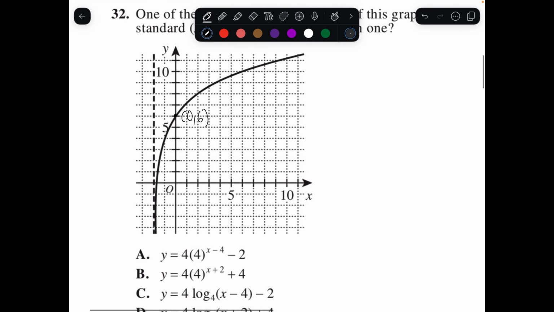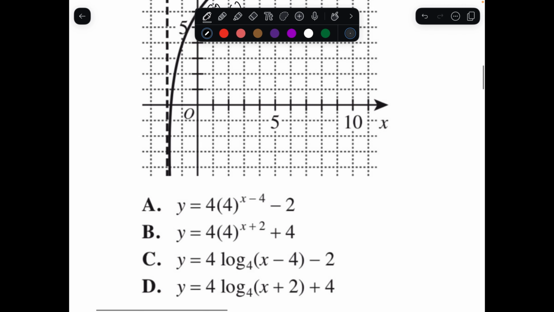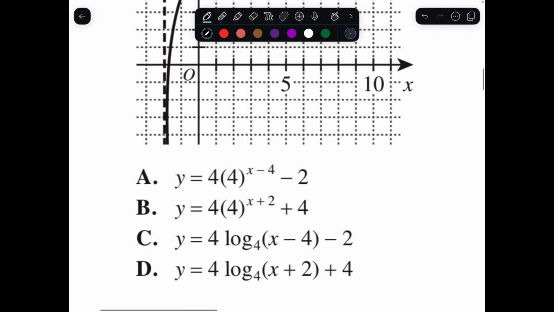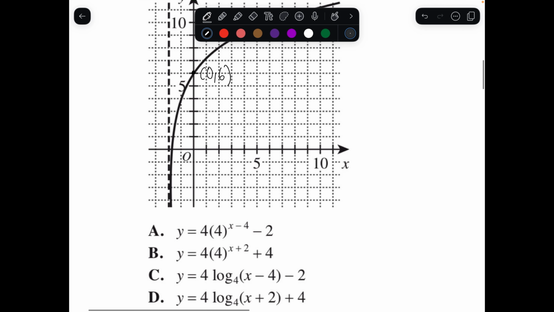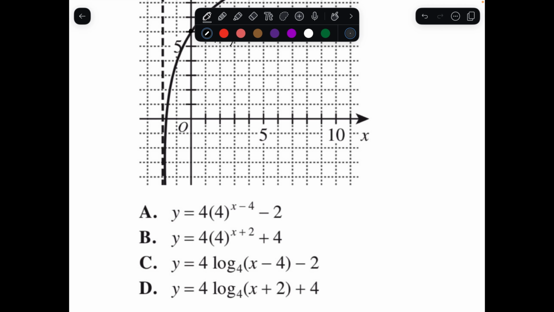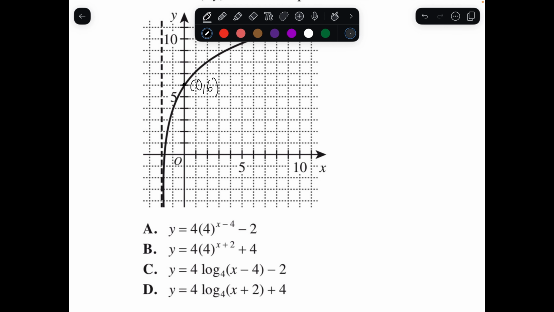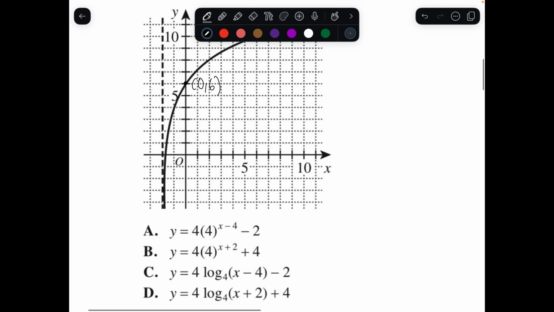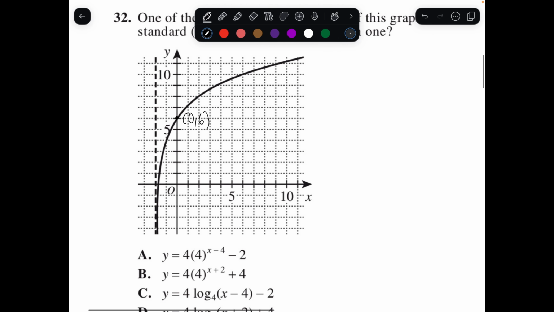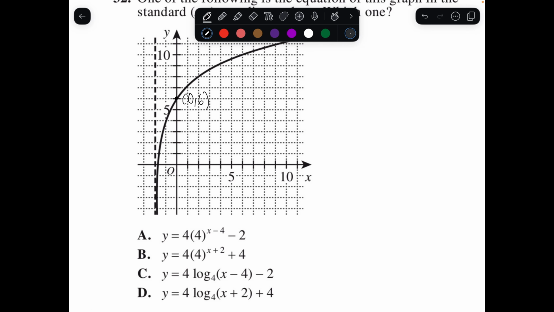And what I would do is plug 0 into each of these equations and see which one gives me 6. If one of them gives me 6 and the other 3 don't, then I'll know it's that equation, the one that gives me 6, right? And if I get multiple equations that give me 6, then I'll plug in another point until I can narrow it down to one equation. So let's plug in 0 for x into all these equations.